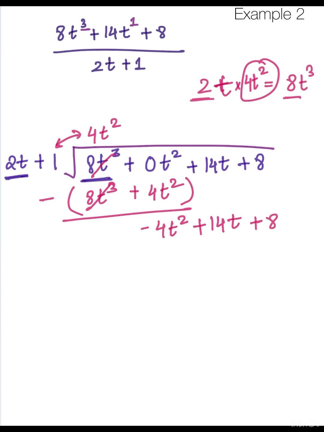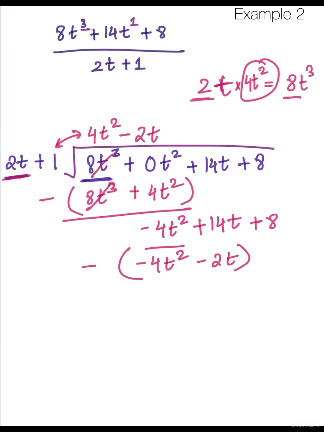plus 8. Now again I have negative 4t square and I have 2t, and what do I multiply 2t with to get to negative 4t square? Since I need a negative term, and I have a positive term in the divisor, I'm going to have the coefficient as negative 2 times t, because when 2t gets multiplied with negative 2t, it will give me negative 4t square, and then the second term is going to be negative 2t.